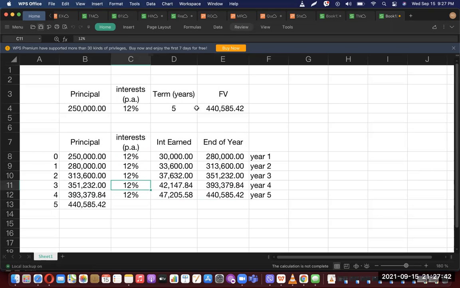Now, if we want to get the present value, remember it's 250,000 being awarded 12% over a term of 5 years. By the end of the 5 years, you will have 440,000 future value. But if we apply interest rate, what is the present value of something that you get 5 years from now? That's hard to understand yet. So 250,000 today, awarded 12% interest for the next 5 years, and at the end of 5 years it is 440,000. Now, what is its value today?